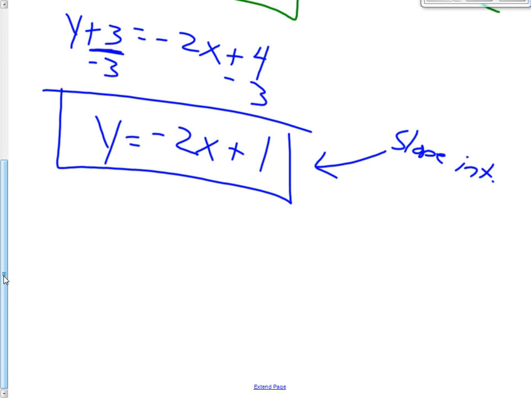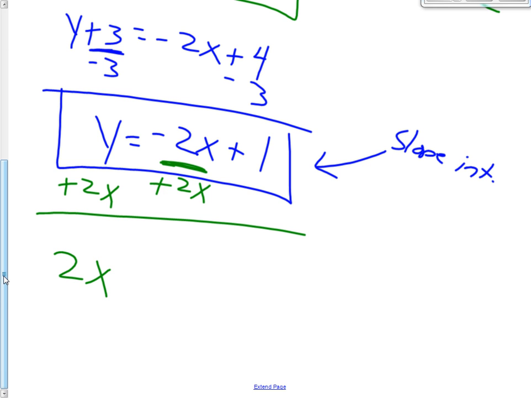So now let's put this into standard form, and the way we do that is we get x and y on the same side, and then with the constant on the right side. So let's get this negative 2x off to the left. And the way we do that is we add the 2x's. So putting them over here. So we get 2x plus y equals, now this 1 is by itself on the right.